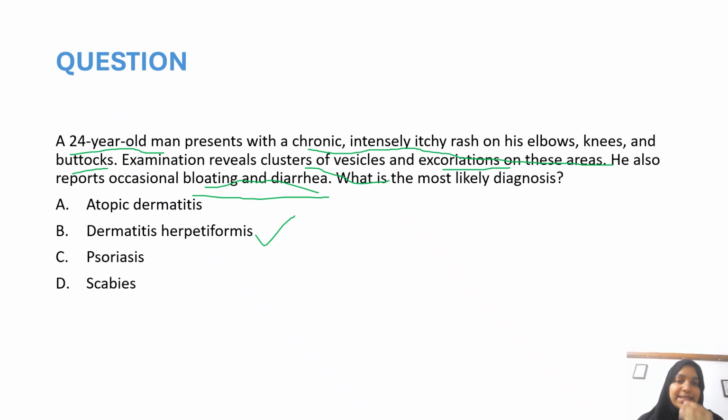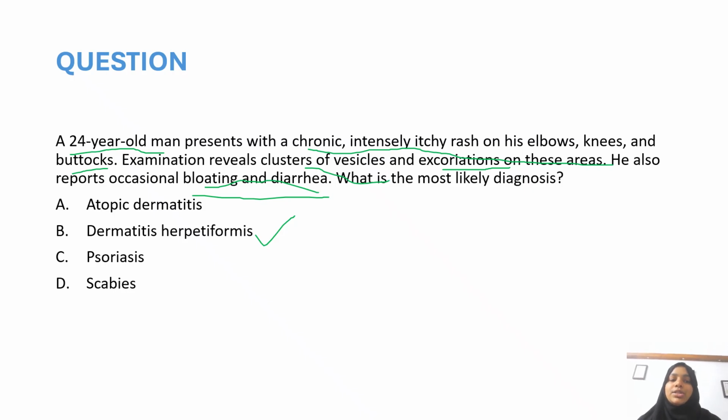Scabies, the distribution is called the circle of Hebra. It can involve your underarm, under the breast, or along the genitalia and groin areas. And it's going to be extensively itchy. The characteristic lesions in scabies are called burrows, which can be seen in between the fingers, the finger web areas. So that is classical of scabies.